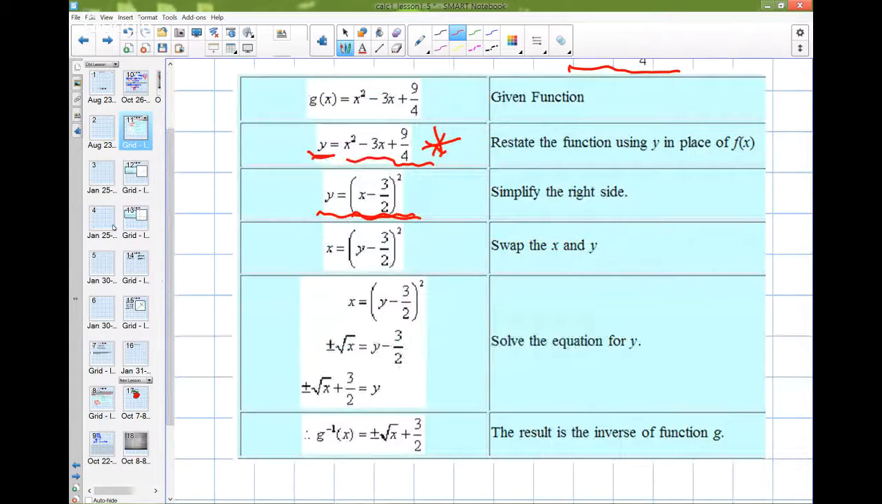Swap them. And then got to solve for y. So step 1, take square roots of both sides. Don't forget, you have to take both square roots there. And then add 3/2 to both sides. Bingo. We've got our inverse.